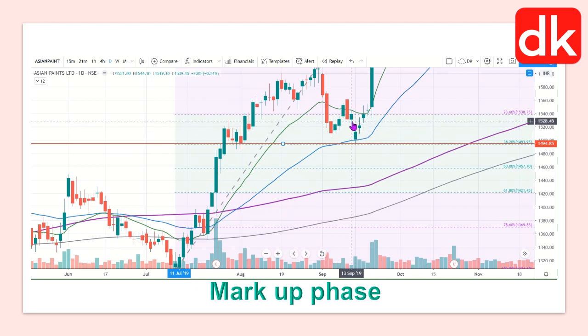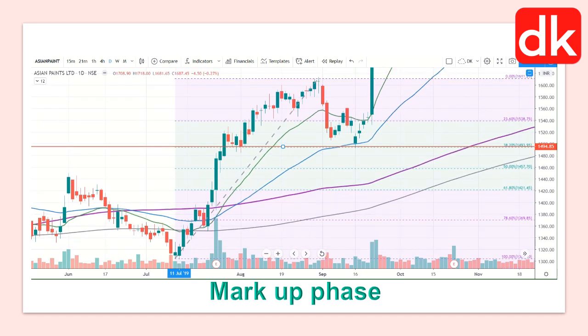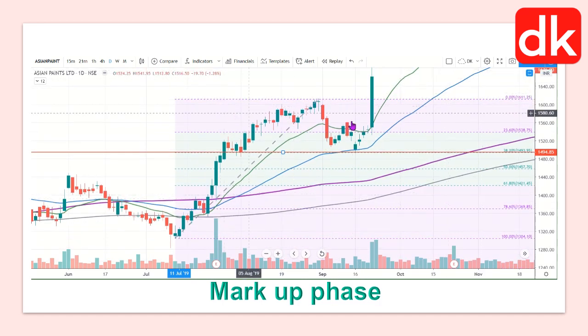We can put an entry order here, and the very next day the entry triggered, and we can see the market went up, breaking the previous high. So this is the example which I wanted to share with you in an uptrending market, where the market is in markup phase, making higher highs and higher lows. Now let us take up an example in a downtrending market in markdown phase, where the market is making lower highs and lower lows kind of formation.